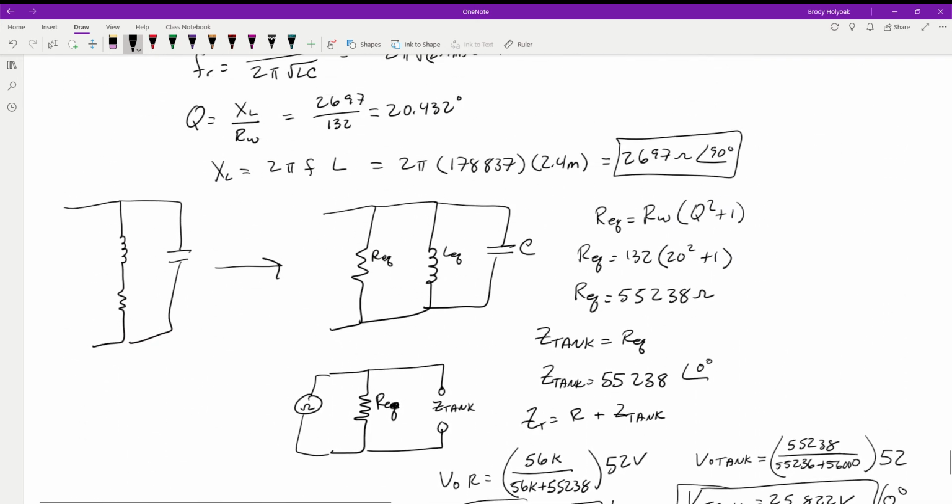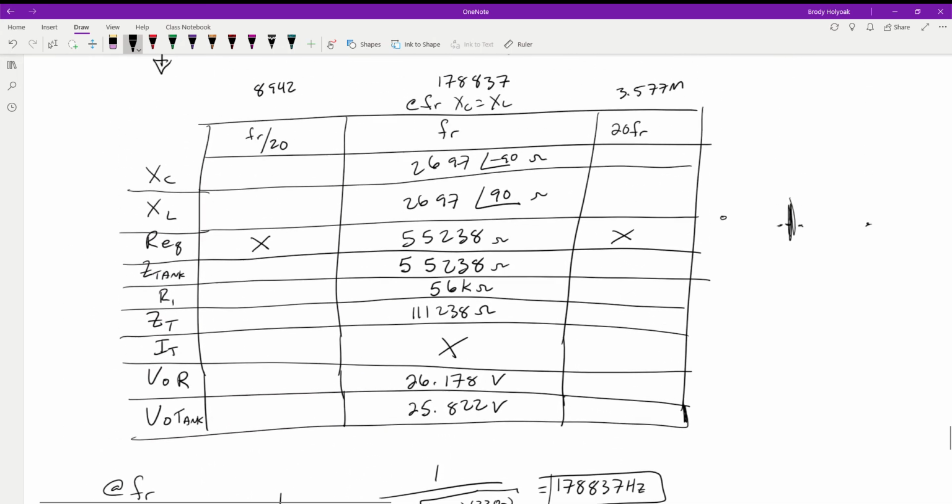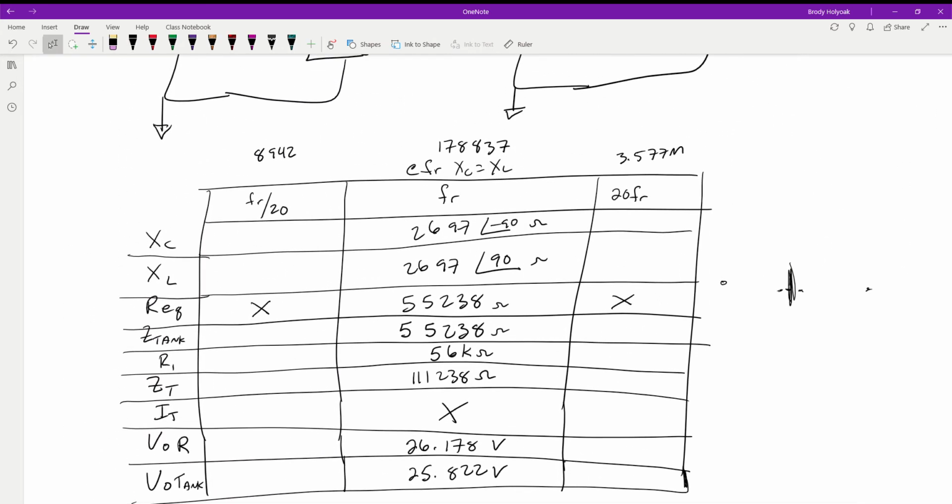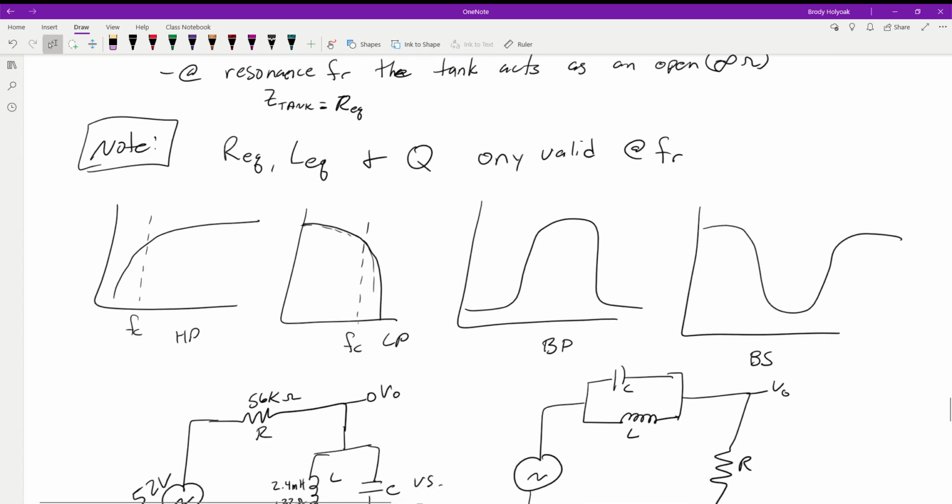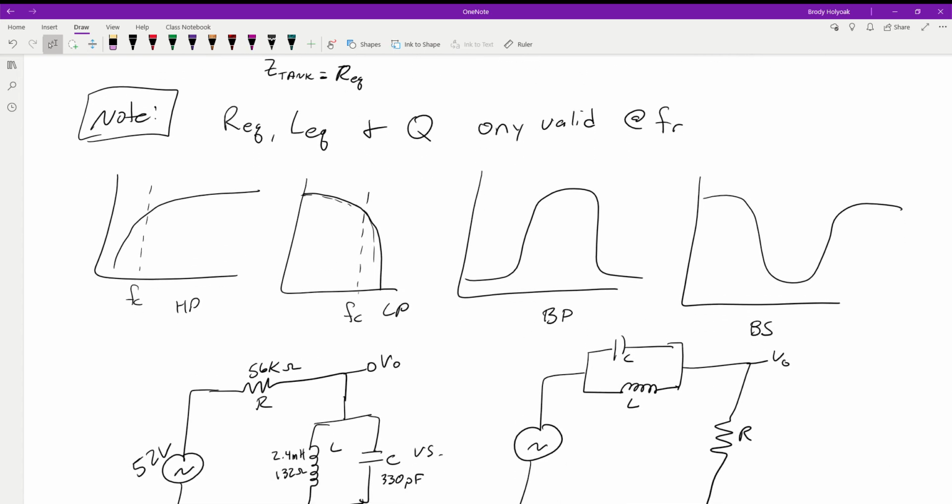Okay, so now that we have that, the next thing we need to do is solve this circuit doing the exact same steps at these two other frequencies, so we have at least 3 points of data that we can compare and look at to see what my output is doing in this circuit. How can I determine which one of these signals, either the band pass or the band stop, my circuit is going to do in this configuration?